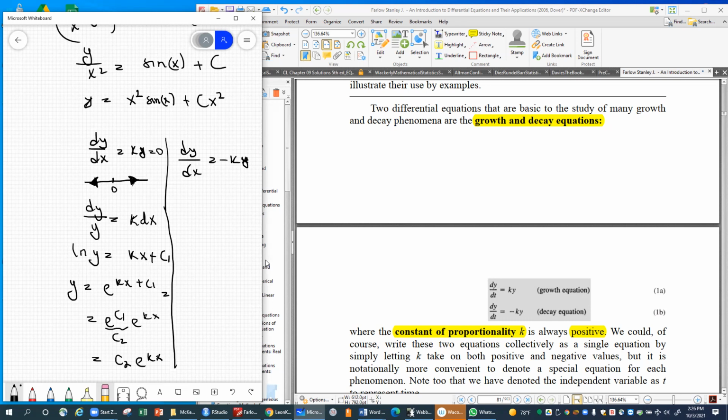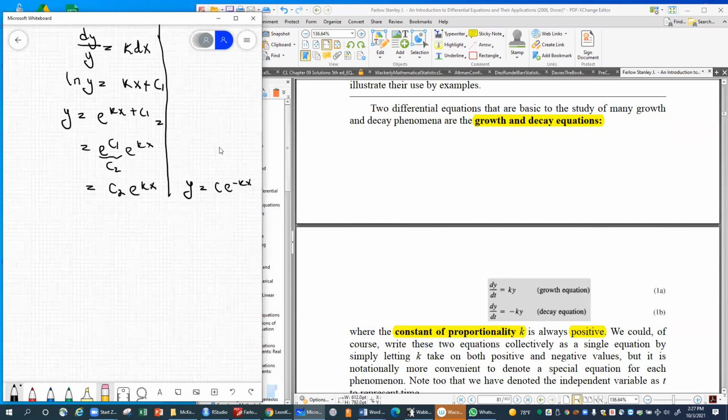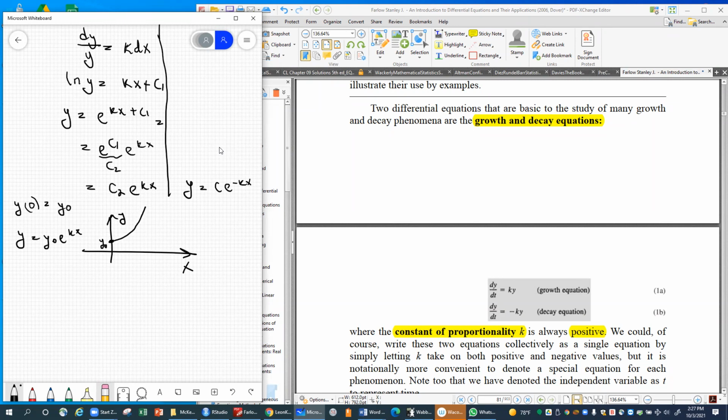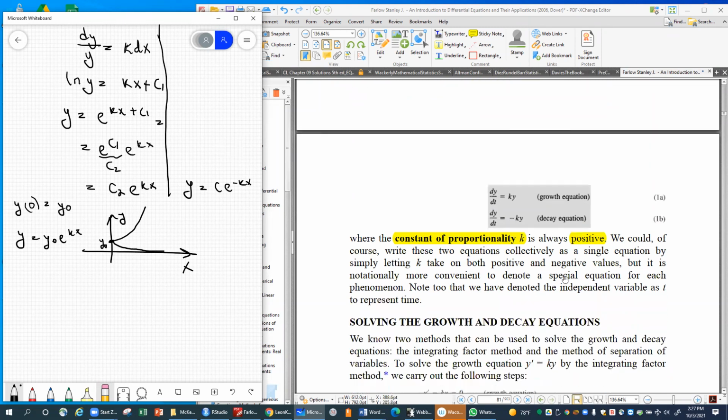The other one is obviously exactly the same, and you get c e^(-kx), just with a minus. And the difference is, if x is here and y is here, but you start here at 0, you get a constant c, the initial value, right? y at 0 is y0. So you get that c is y0. So y is y0 e^(kx). You start with y0, and if it's a positive exponent, you go up. If it's a negative one, you decay down, okay? So k is a constant of proportionality.